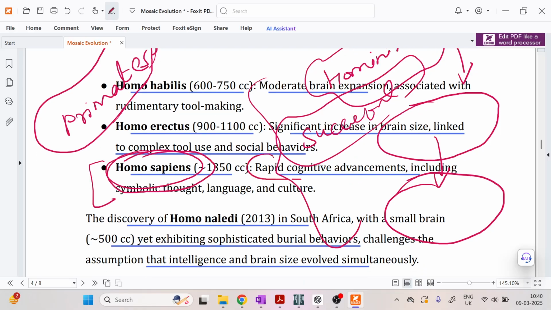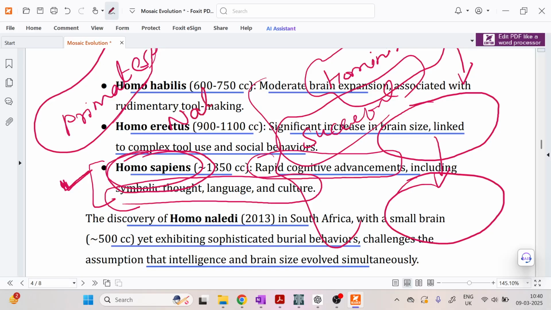So here the rapid cognitive advancement, symbolic thought, language, culture, they are there just because nature demands it. The natural selection, the selective pressure, whichever name you call it, they demand it. That's why we are here.